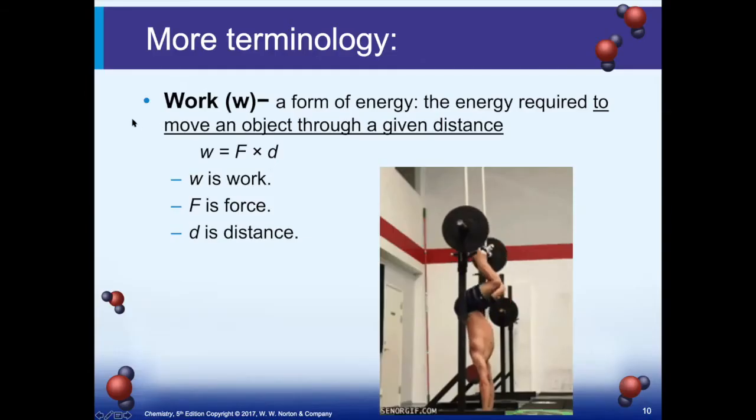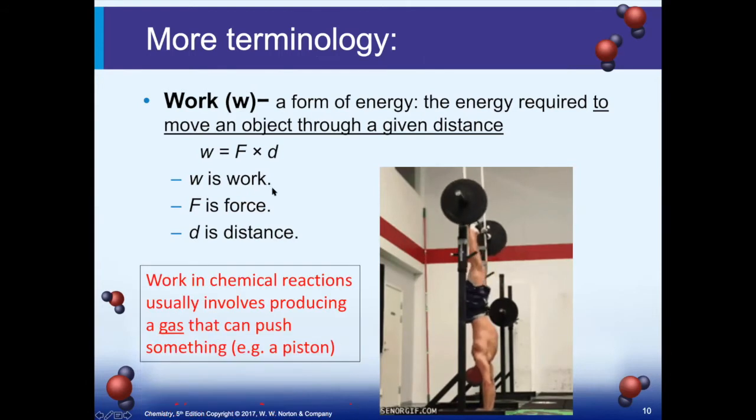So heat is one way to move energy from one object to another, but another way to do that is with work, okay? And work we're going to define as a way to transfer energy that moves an object through a given distance. So it's a form of energy, and it's the energy required to move an object through a given distance. And you would learn it in physics as work equals the force that's being applied times the distance that you move the object, okay?